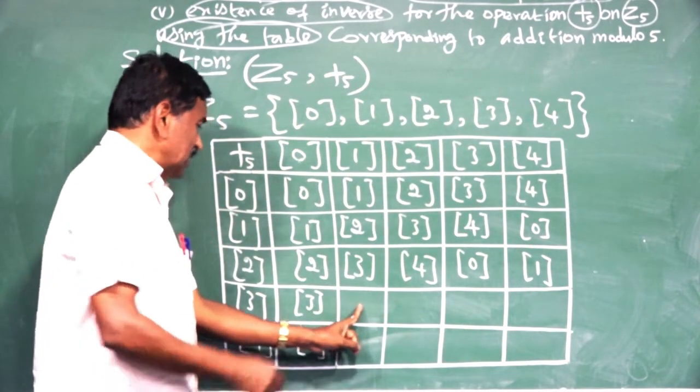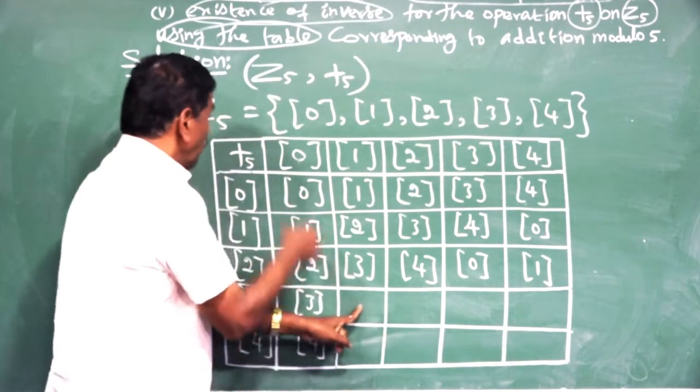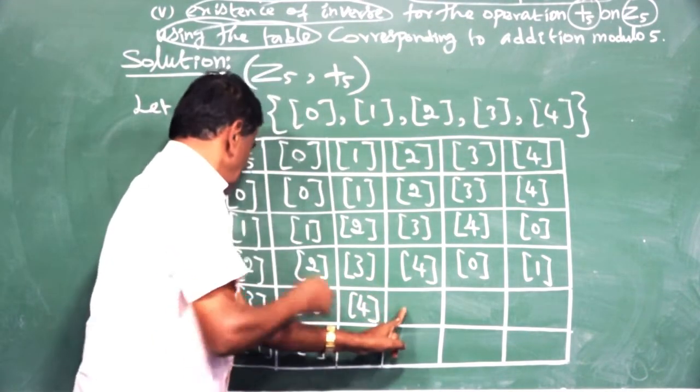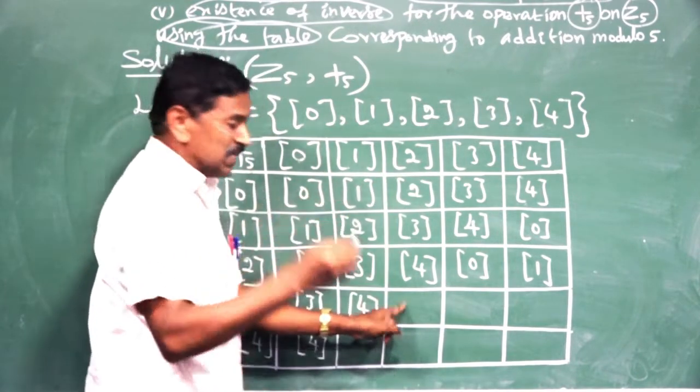And come to here, this place. Listen, 3 plus 1 is equal to 4. Yes, 4 belongs to the set. Yes, answer is okay. Next. Here, 3 plus 2 equal to 5. 5 minus 5 is equal to 0.